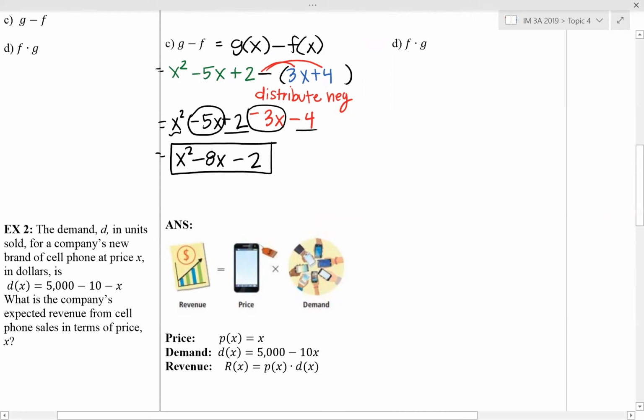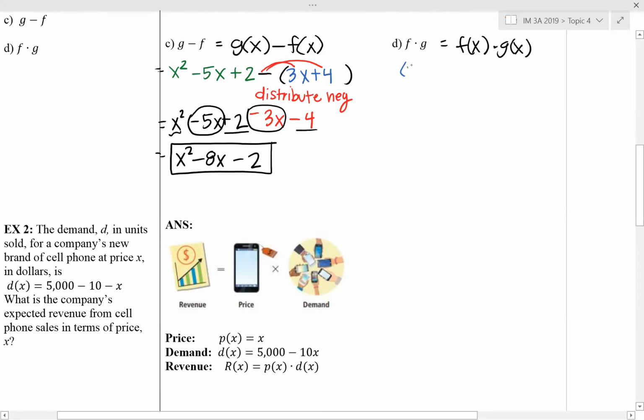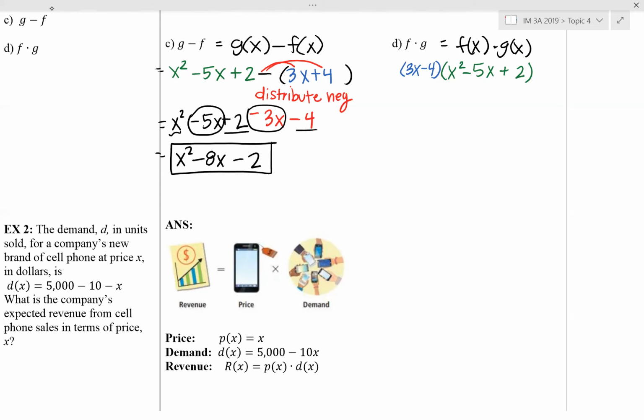For D, we're multiplying f times g. So we want to do f of x times g of x, which means we're taking 3x minus 4 and multiplying that times x squared minus 5x plus 2. Just for the sake of organization, I'm going to do this one using the area model.